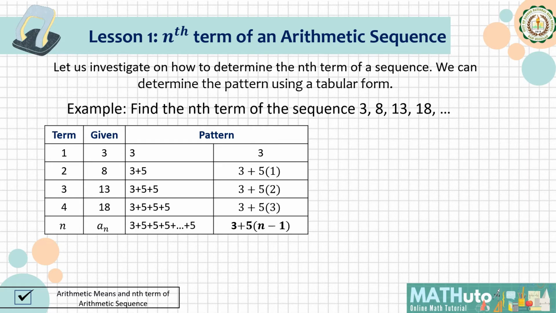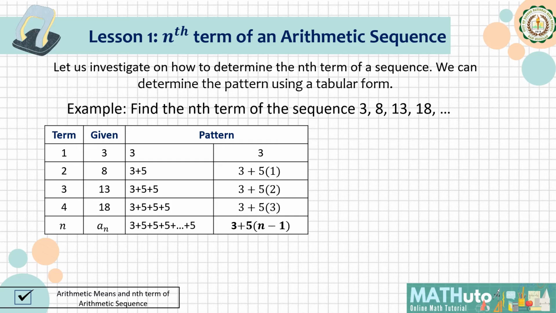The third term is 13. 13 is obtained by adding 5 to the last term. Thus, it makes 3 plus 5 plus 5, which can be written as 3 plus 5 times 2. And the fourth term is 18, which is obtained by adding 5 to the last term. Thus, it makes 3 plus 5 plus 5 plus 5, which is 3 plus 5 times 3.